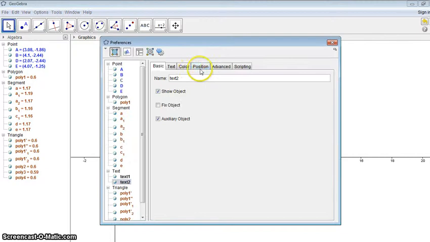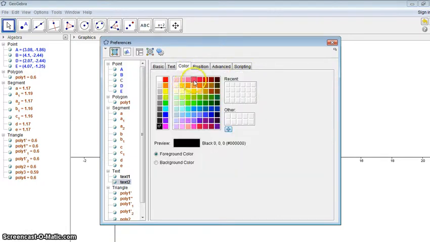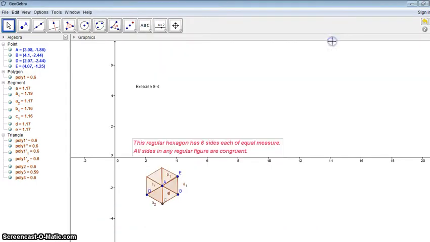So let's make them larger, bolder, italicized, and let's change the color of them.